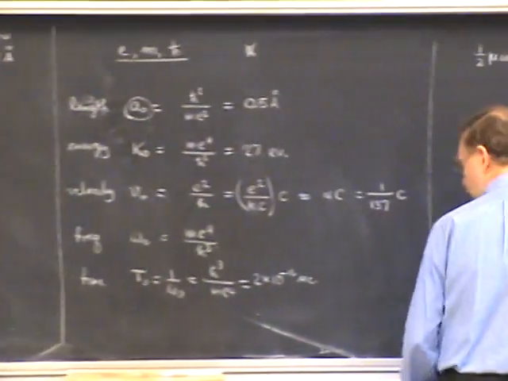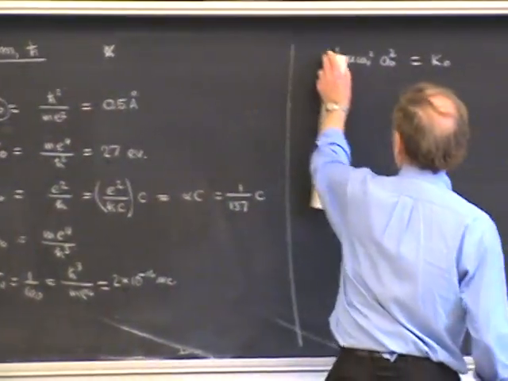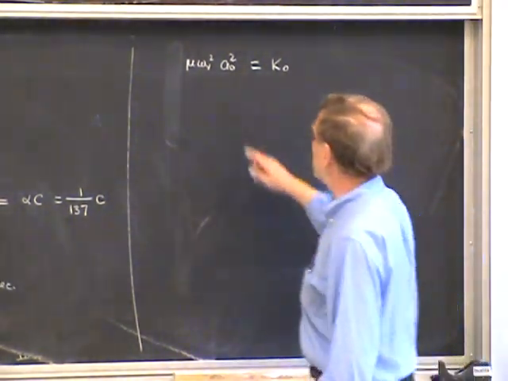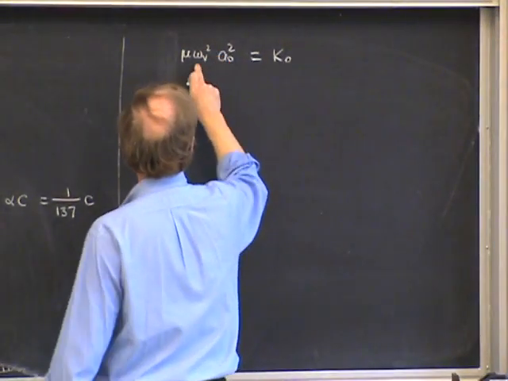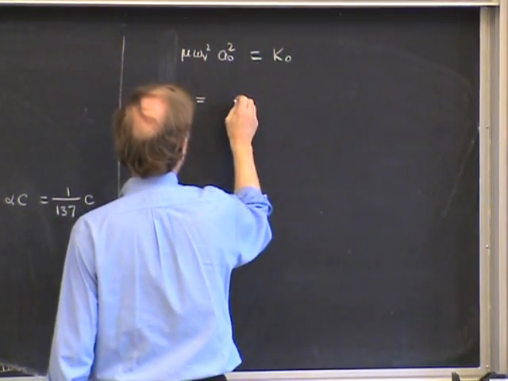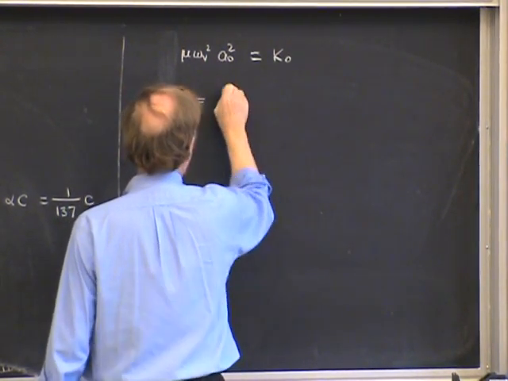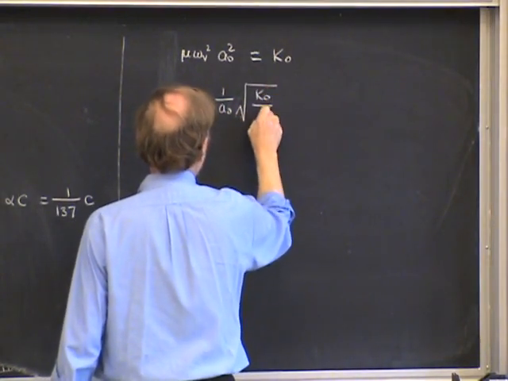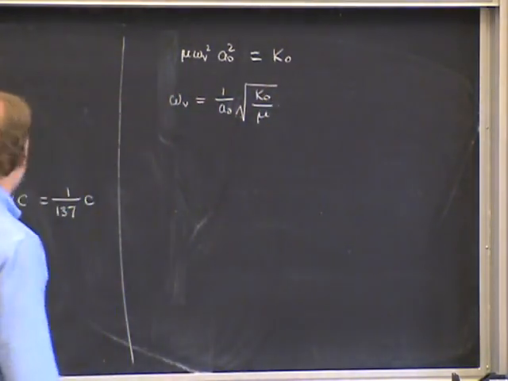And as long as I'm ignoring factors of 2, let's put away the one-half here as well. Again, it's just dimensional analysis. But you see, it now allows us to solve for omega v in terms of things we know. So we find omega v is equal to 1 over a naught times the square root of V naught divided by the reduced mass mu.